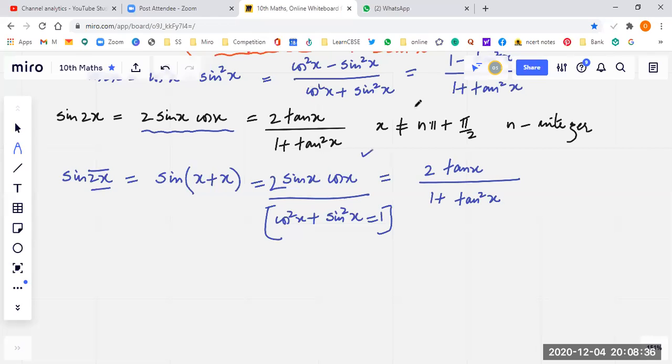Remember guys, x should not be equal to n pi plus 2 pi. Why? Anyone can answer?